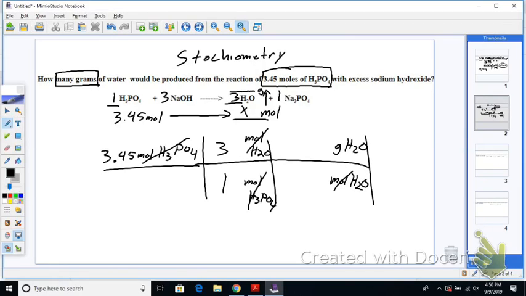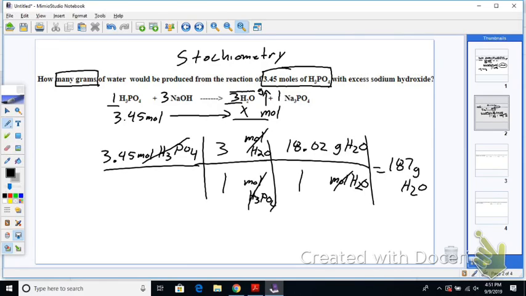Because I know the molar mass of water is 2 hydrogens is 2, and 1 oxygen 16 grams, so that's a total of 18 grams, and I want to be a little bit more precise: 18.02 is equal to 1 mole. When I do that, I get a calculation that gives me grams of water. And so I can figure out how many grams of water I should produce, by the law of conservation of mass. My answer is 187 grams of H2O.